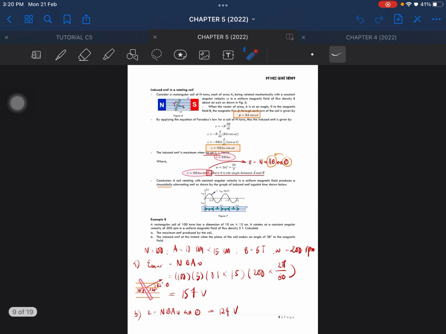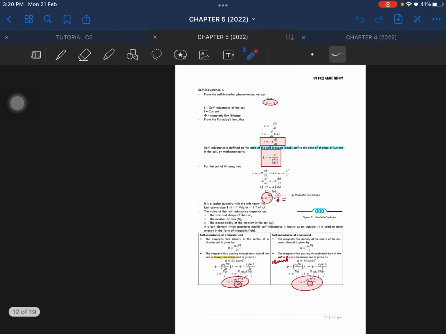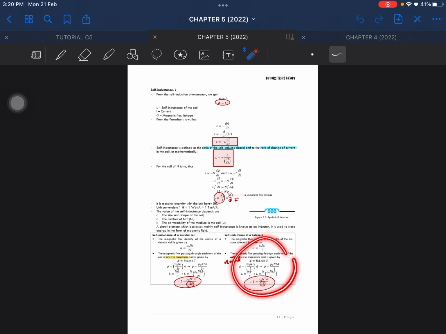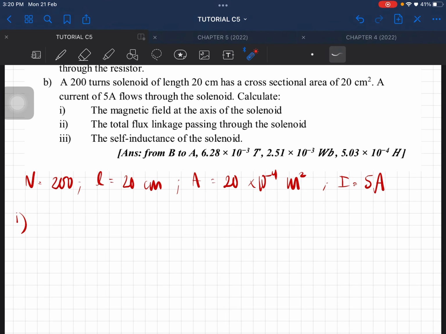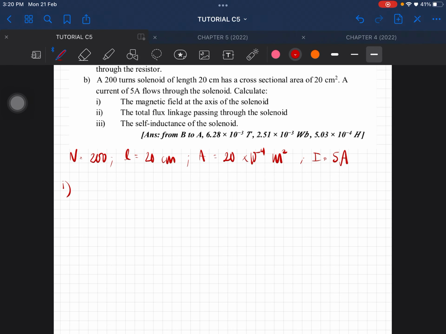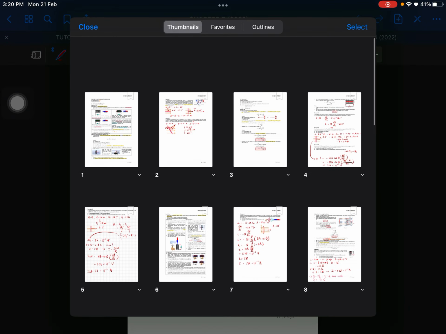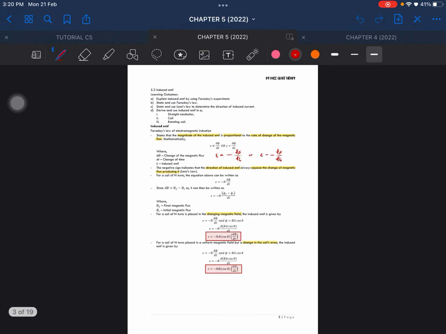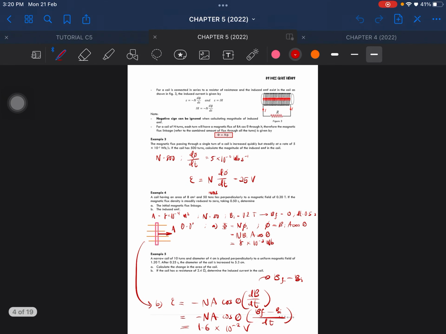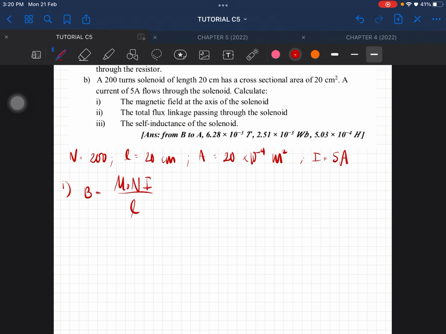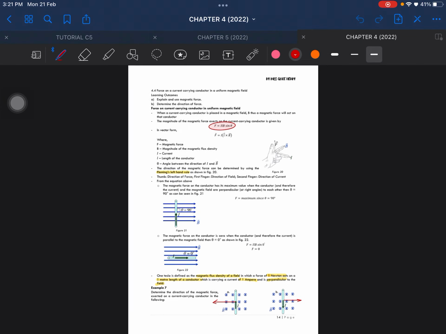For the solenoid, look for where it is in the notes. For example, self-inductance is found by using this one. Everything is just the application of the formula to solve the problem. The magnetic field for a solenoid is just mu naught n I over l. That one is in the first few subtopics, I think. I'm not sure where it is, but just find the magnetic field for a solenoid. That one is this one, and the answer is going to be 6.28 × 10⁻³ tesla.